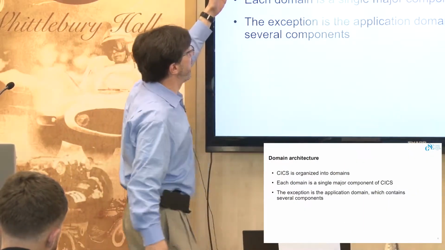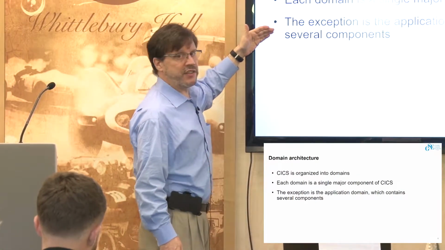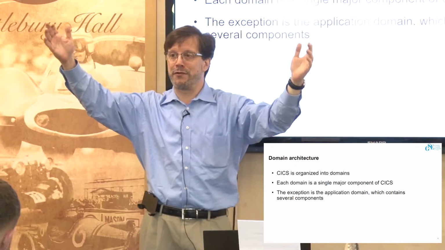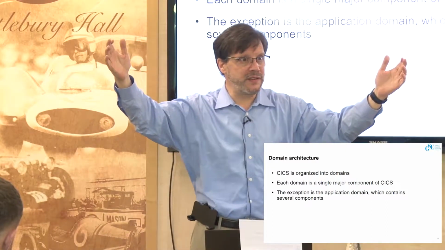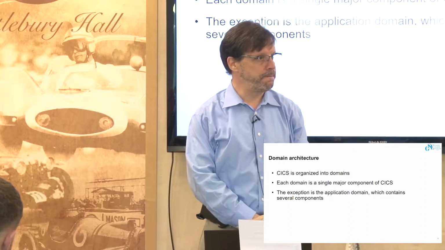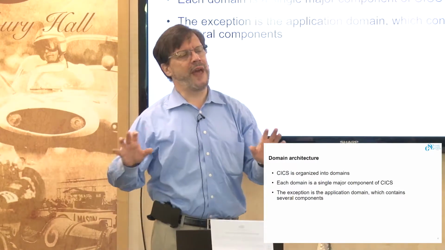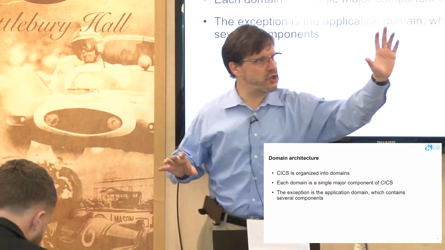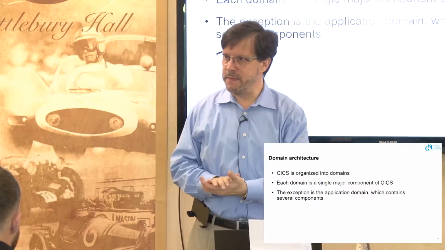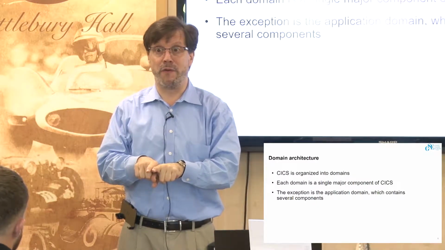Okay, so again, organized into domains. Each domain is a single major component of CICS, and the only exception is the AP domain. So if you go back to CICS when it first came out, 3.1, 16 general purpose domains, we estimate back then 80% of the code ran in the AP domain. 16 domains, 80% of the code, all in the AP domain. Well, when you actually look at CICS, they had the restructured or new CICS, and then they had old CICS. Old CICS is the AP domain. Everything running within the AP domain is still running the way it did 40 years ago.